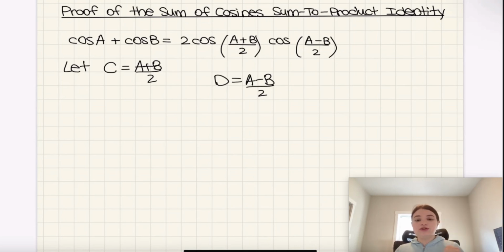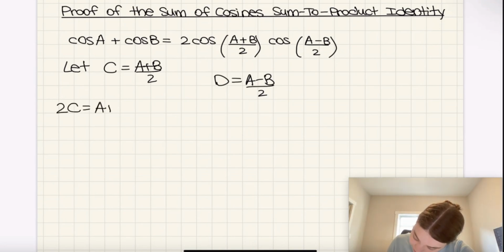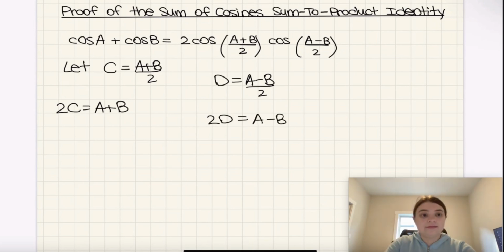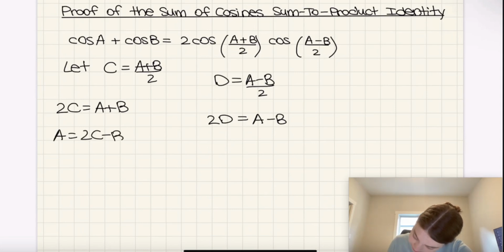Okay, so now I'm going to express A and B just in terms of C and D. To do that, for this one here, I'm going to start by multiplying both sides by 2 and get that 2C is equal to A plus B. And over here, same thing, 2D is equal to A minus B. And now I'm going to solve for both in terms of A. So A is equal to 2C minus B over here, and over here, A is equal to 2D plus B.